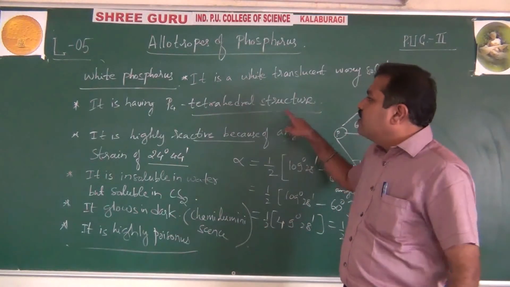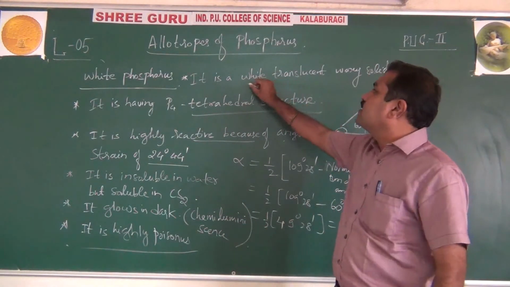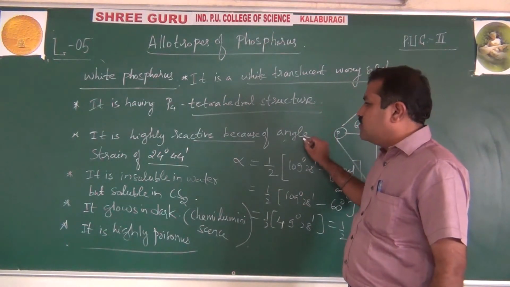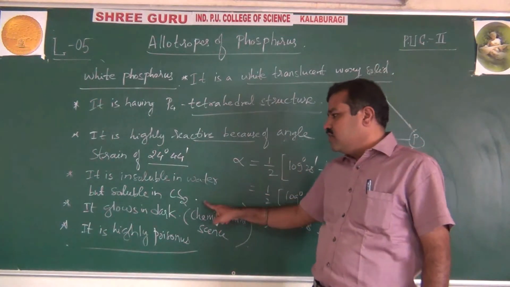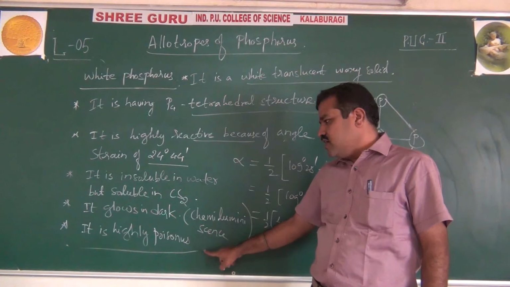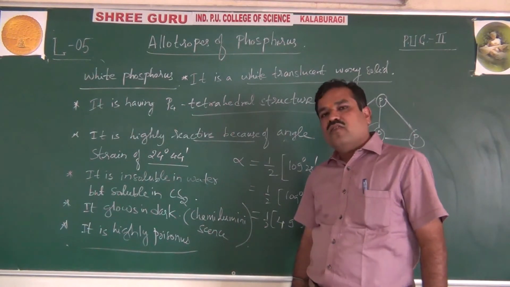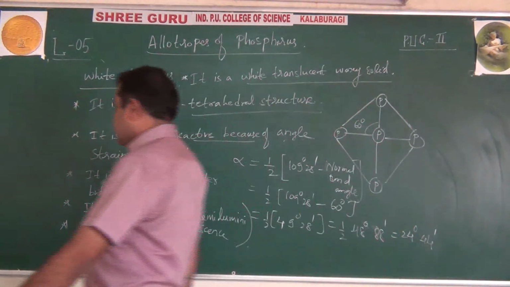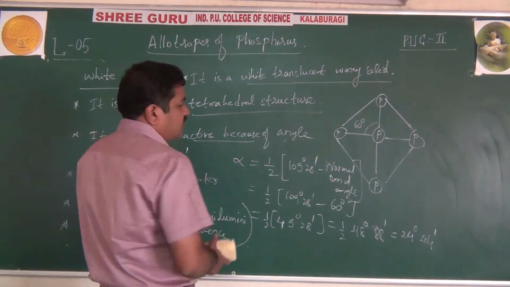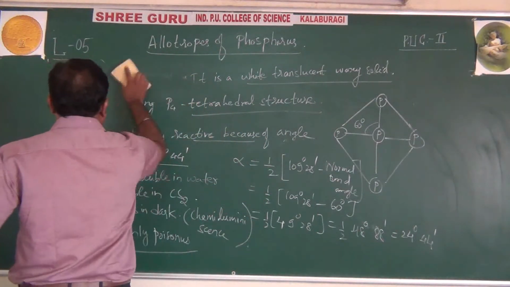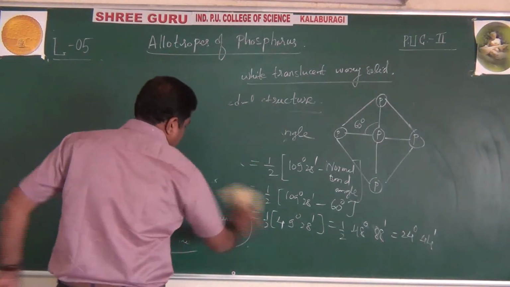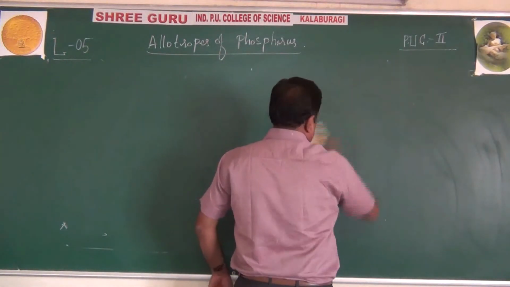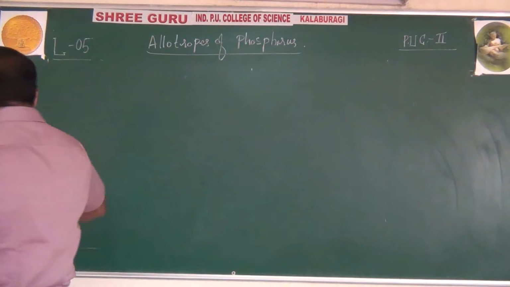I repeat, it is a white translucent waxy solid, crystalline form, having a P4 tetrahedral structure, highly reactive because of angle strain, insoluble in water, soluble in carbon disulfide, glows in the dark, that is the chemiluminescence property, and it is the most poisonous of all the allotropes of phosphorus. Now, next we compare it with red phosphorus. What is red phosphorus, and what is the transition from white phosphorus? Now coming to the second one, red phosphorus.